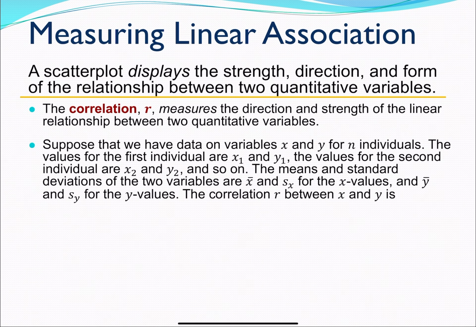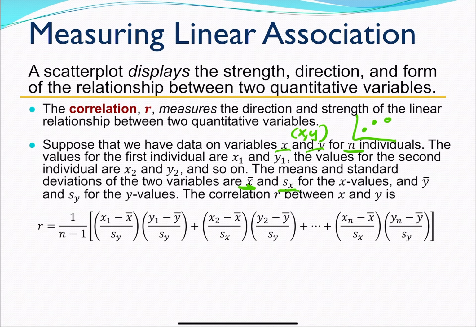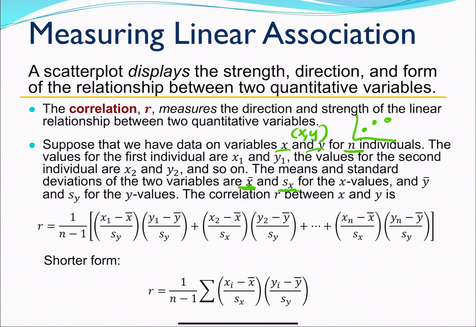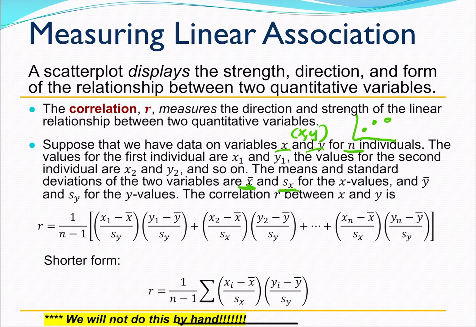So if I have all my X and Y values for however many pieces of data I have in the data set, we're plotting pairs, and each of those pairs would be X, Y. Ordered pairs, again, college algebra trauma, I know. And we also calculate the standard deviations and our mean. The formula for R is this. It's not so great. Here it is in a shorter form. But like I said, we will not do this by hand.